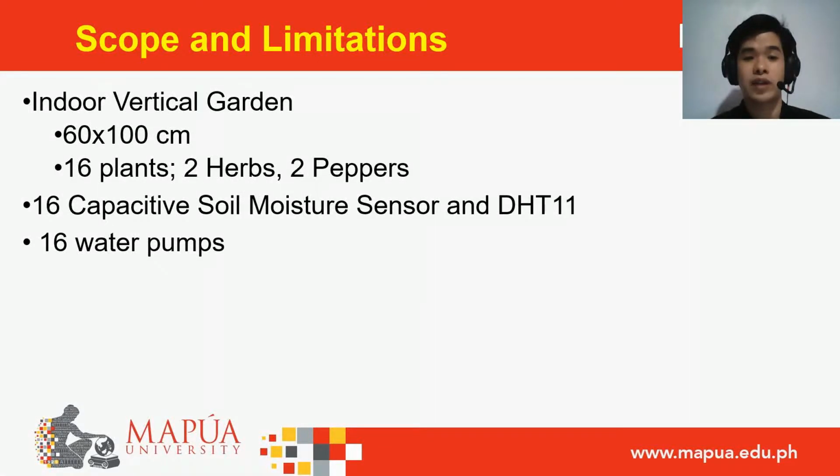The indoor vertical garden setup spans 60 by 100 centimeters and consists of 16 plants, in which there are 2 herbs and 2 peppers. This study is also limited to 16 capacitive soil moisture sensors, a DHT11, and 16 water pumps.